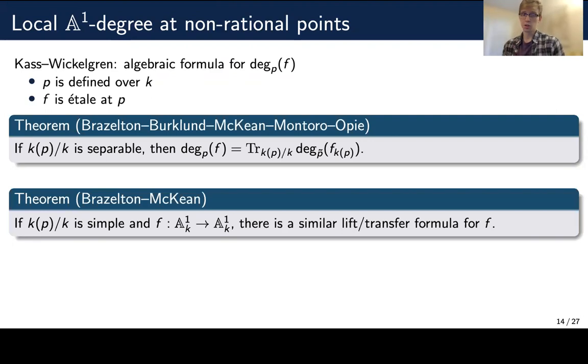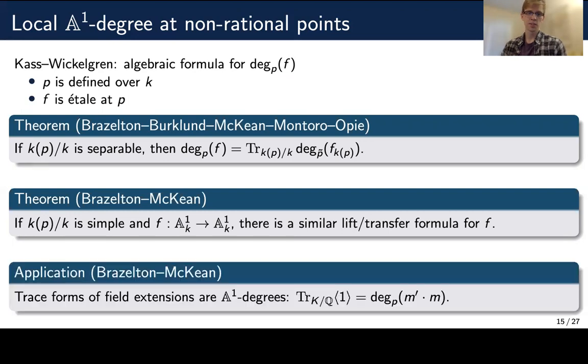In ongoing work that's soon to be released with Thomas Brazelton, we study the same sort of idea now for simple extensions instead of just for separable extensions. And in dimension 1, we show that there's a similar way of lifting and transferring to compute the local A1 degree in a rational way. The lift and transfer might look a little bit different than just the field trace and the base change that you see for separable extensions.